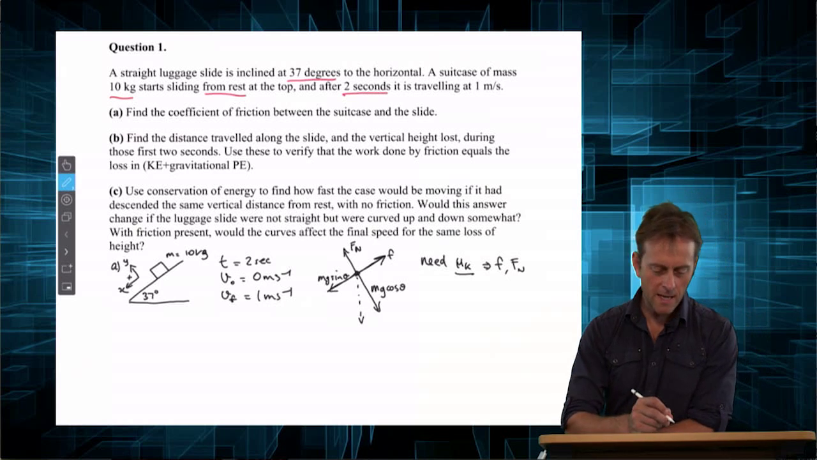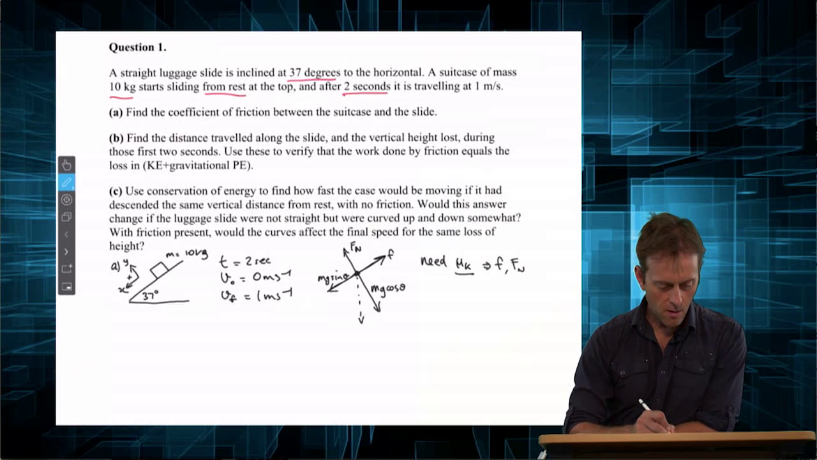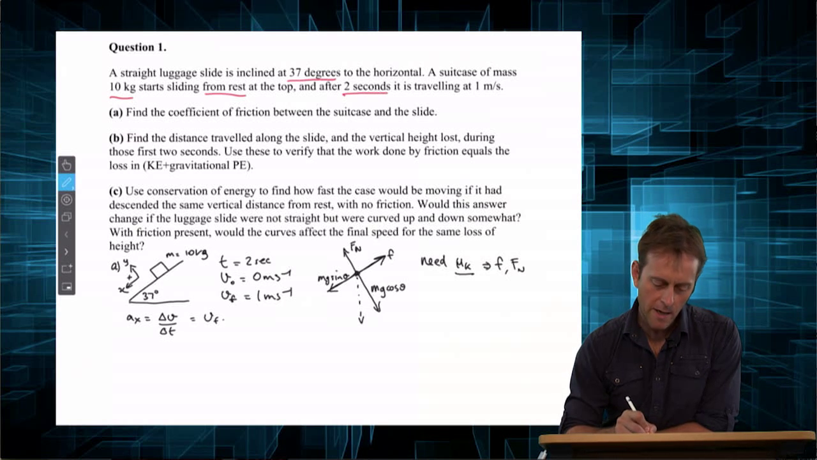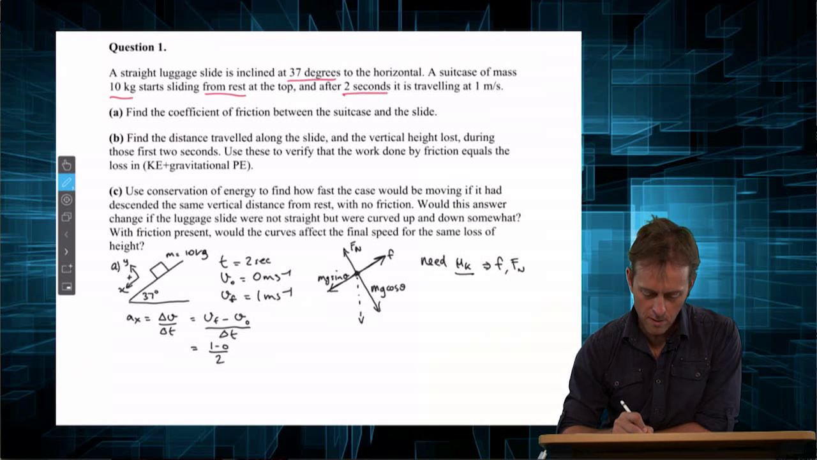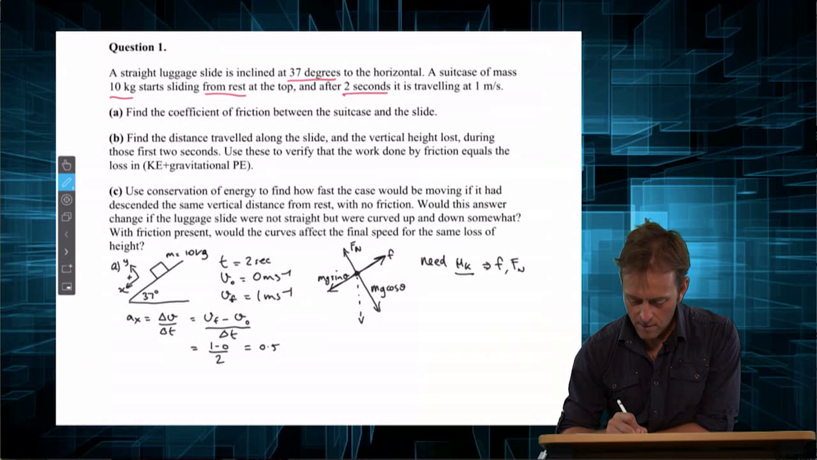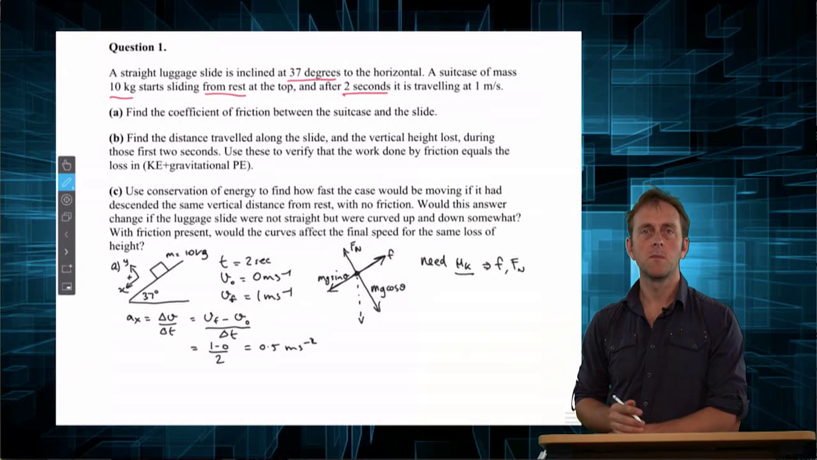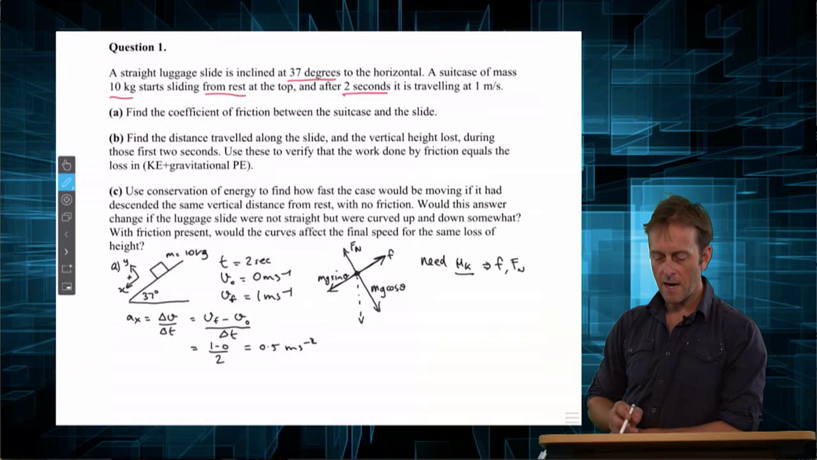Another thing we can work out is we have uniform motion here. So the acceleration in the x direction is just going to be the change in the velocity over the change in time, which is vf minus v naught divided by delta t. Put some values in and we get 1 minus 0 divided by 2, which is 0.5 meters per second squared.